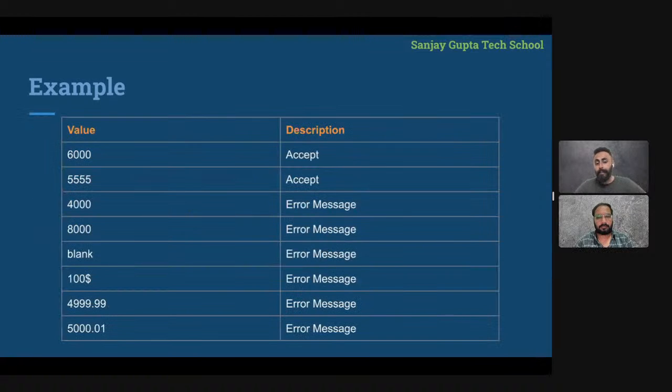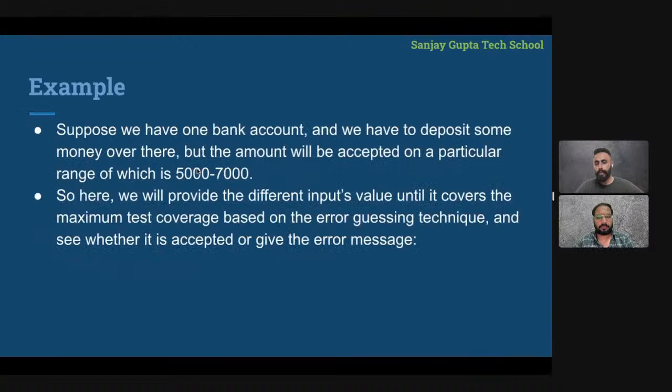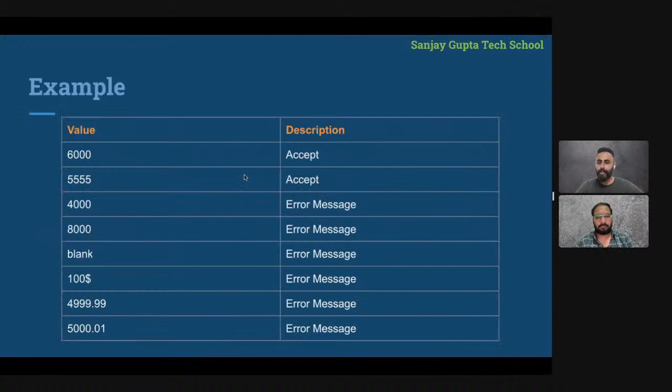So as you can see over here, in this example, 6,000 got accepted, 555 got accepted, and the rest, which were 4,000, 8,000, a blank value, 1,000 with a dollar sign, and 4,999.99, were not accepted. Now the question must be, if in the initial stage I said 5,000 to 7,000, why was 5,000.01 not accepted?